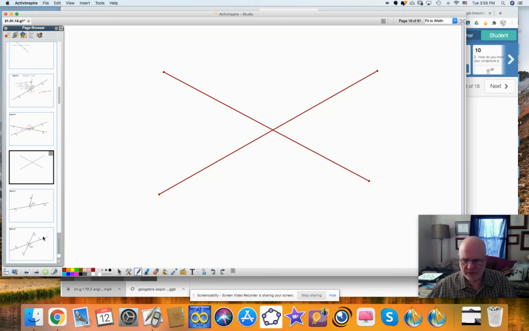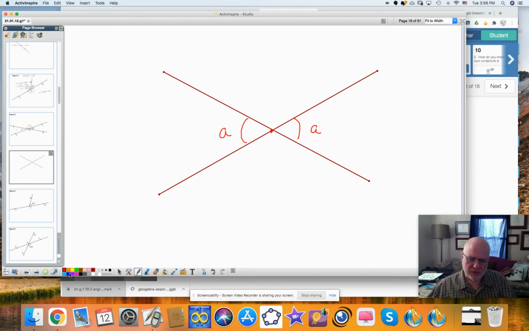For the general case of vertical angles, we're trying to prove this angle is congruent to this one. One way is that we could rotate it around the point where they intersect by 180 degrees, and I get to the same angle. So if this is angle A, this is angle A.